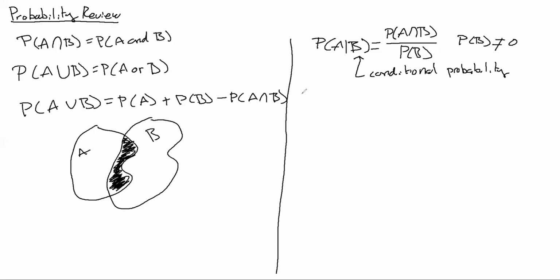So this would mean that the probability of A and B is equal to the probability of A given B, meaning B has already happened, multiplied by the probability of B. So this is the multiplication rule.